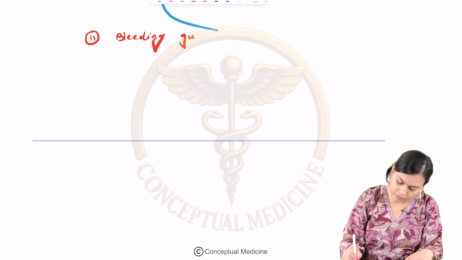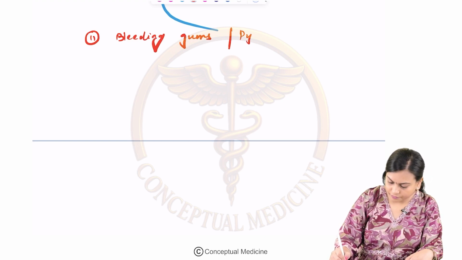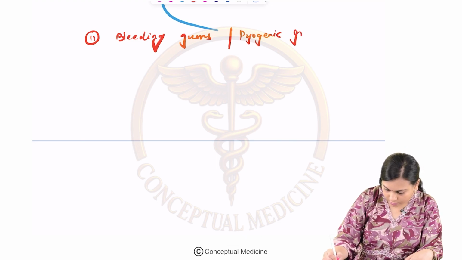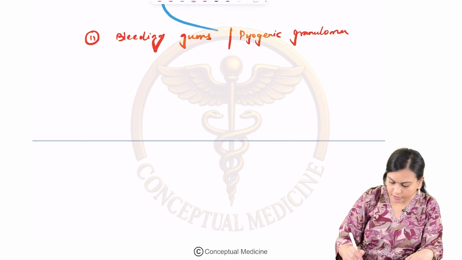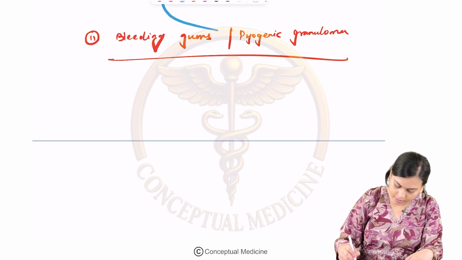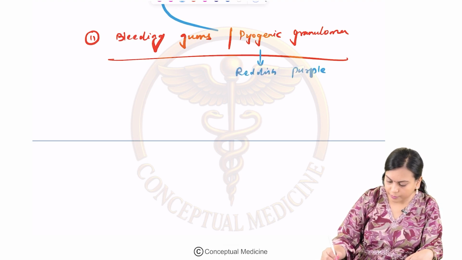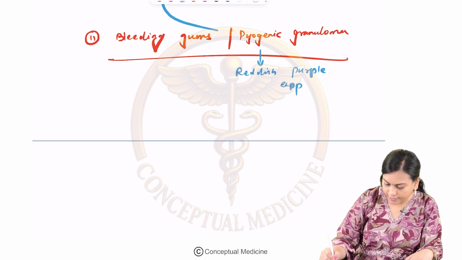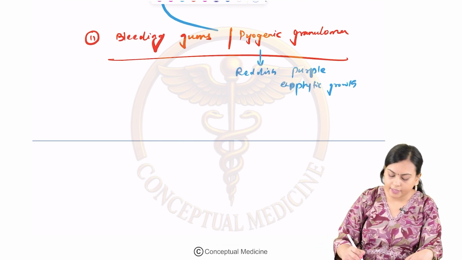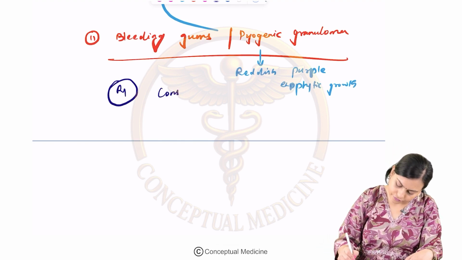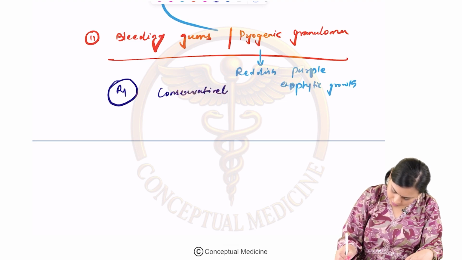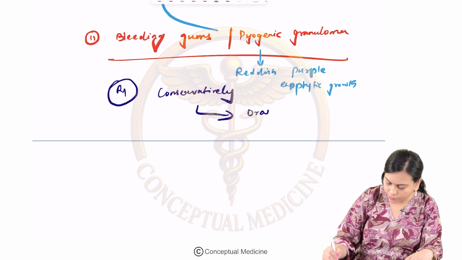bleeding gums, or pyogenic granuloma. Sometimes bleeding gums or pyogenic granuloma can occur in pregnancy. And what does pyogenic granuloma mean? It is a reddish purple exophytic growth. So, you can manage it conservatively and by asking them to maintain proper oral hygiene.